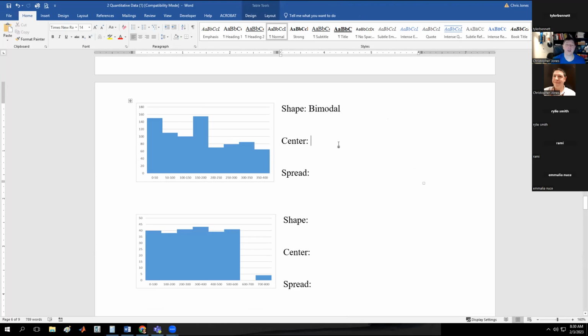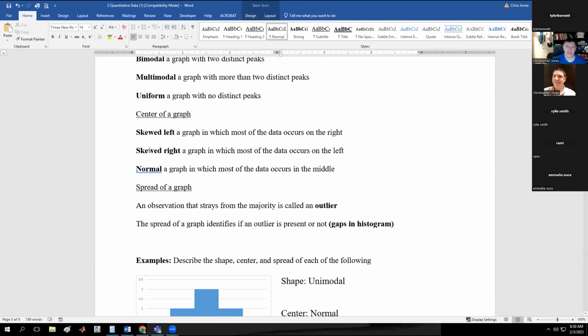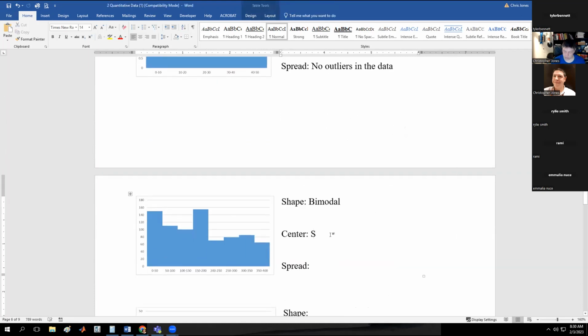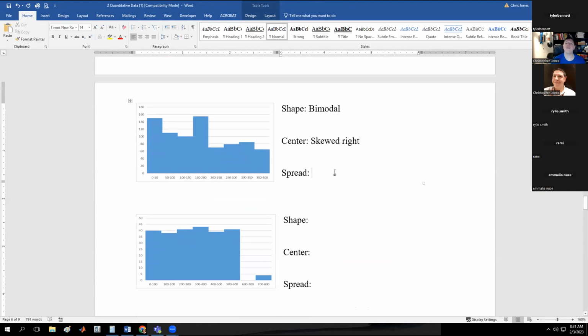All right, center of the graph. What do you all think for this one? Do you think it's skewed left, skewed right, or normal? I think most of you can see that it's not normal. For this one, it is indeed skewed to the right because remember, it's backwards. Skewed right is where most of the data occurs on the left. This is the one that's a little bit weird. So indeed, this one is skewed to the right because more of the data is on the left.